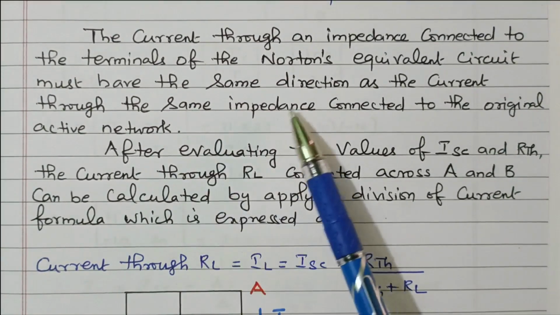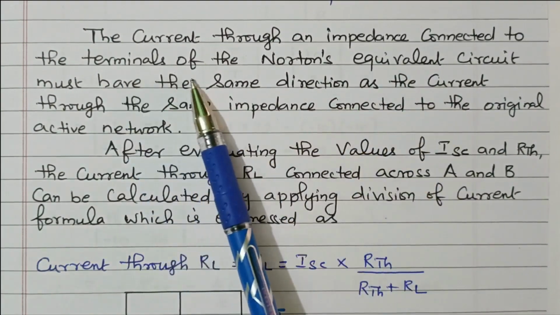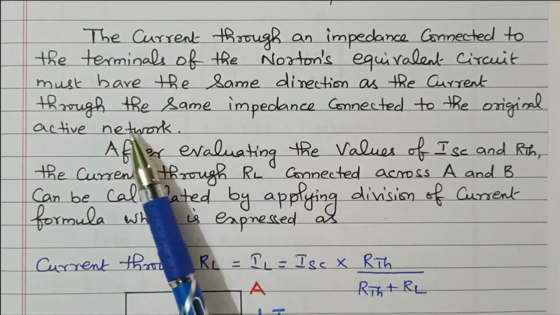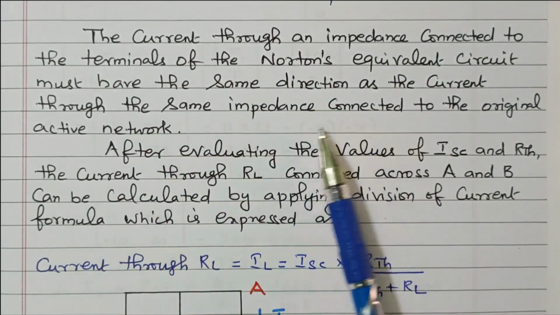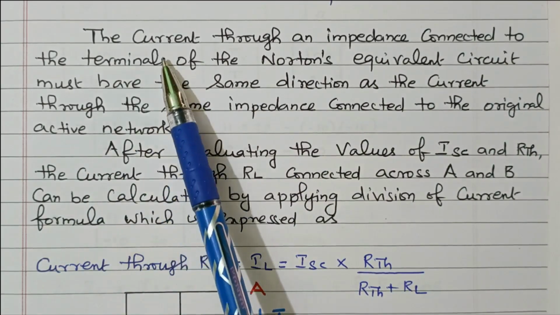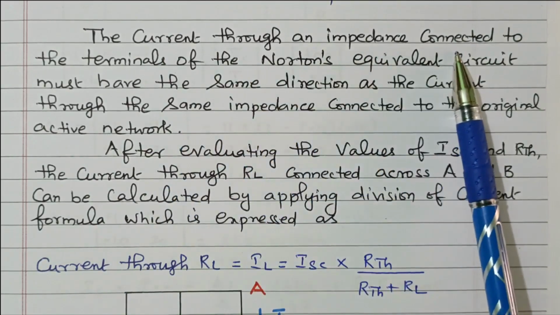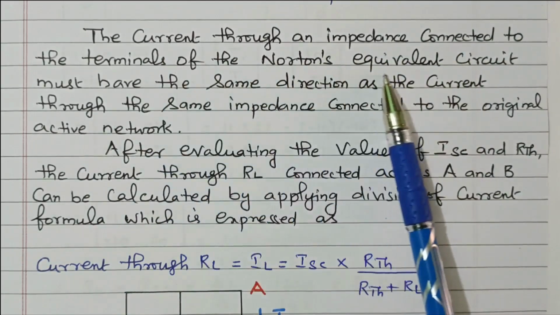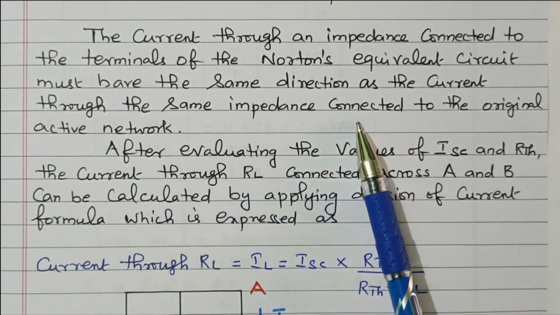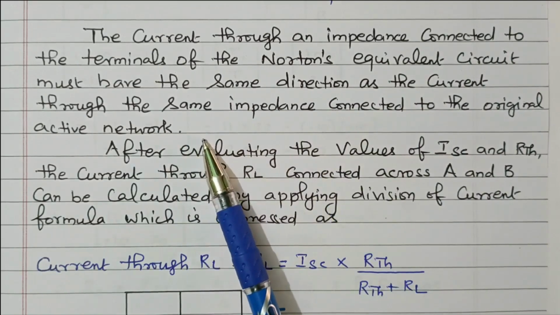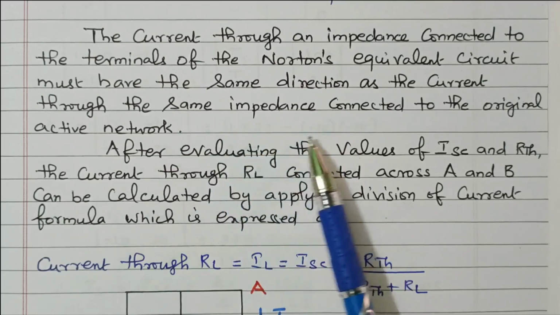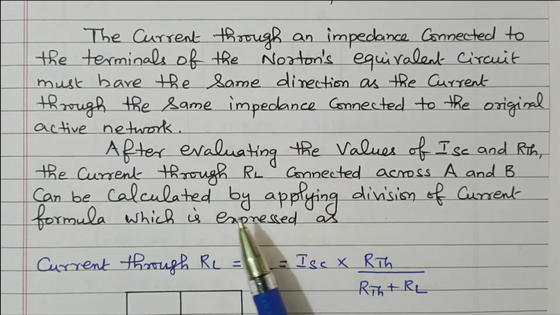The current through an impedance connected to the terminal of Norton's equivalent circuit must have the same direction as the current through the same impedance connected to the original active network. So the condition is: current through the impedance connected to the terminal of the Norton equivalent circuit should be the same as the current through the same impedance in the original active network. Load current must be the same as the current through the original network. Then only it is possible.